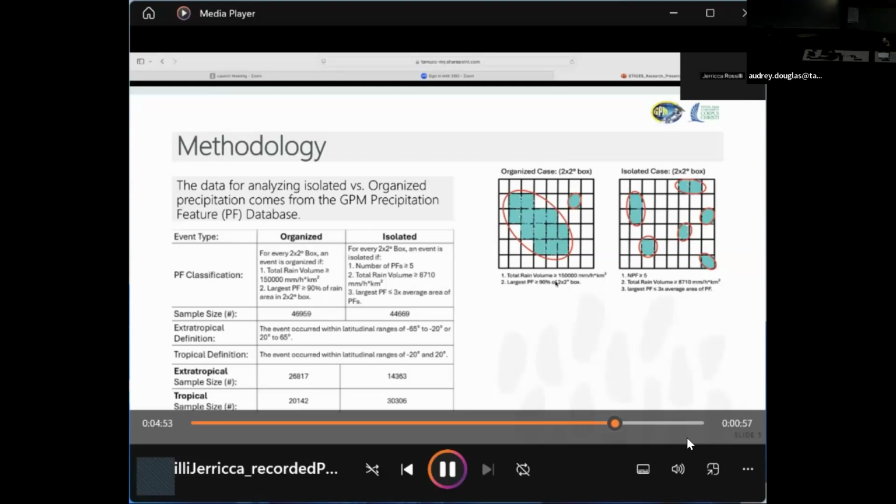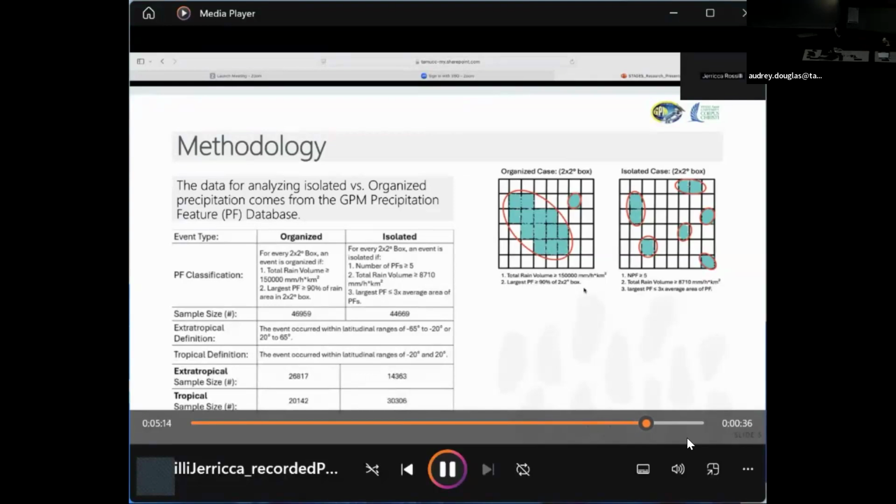In a 2 by 2 degree box, which is what we're using to classify these different systems, if most of the rain seems to be in one system, we're classifying that as organized. Whereas if we have scattered thunderstorms within that 2 by 2 degree box, that's what makes the system isolated.